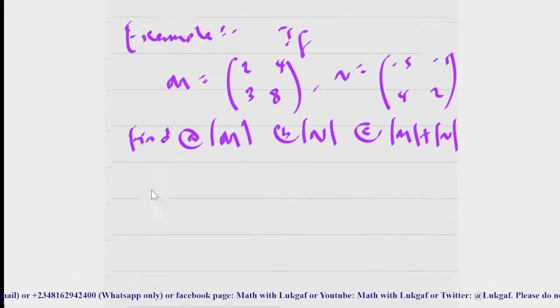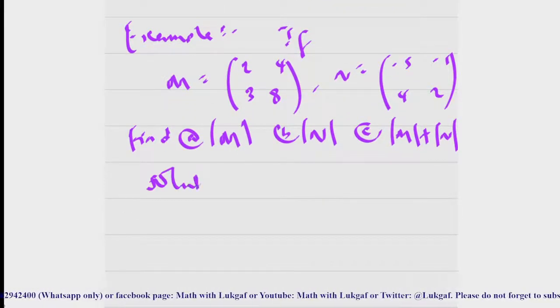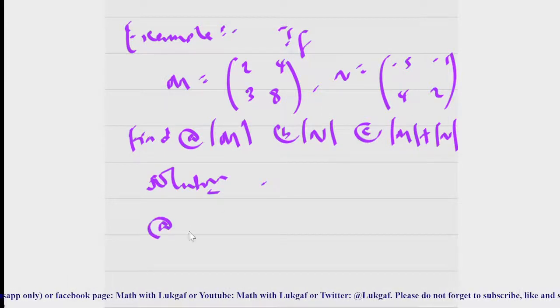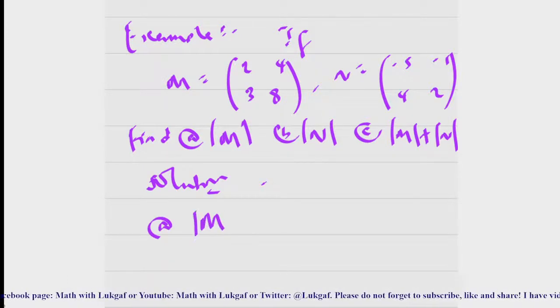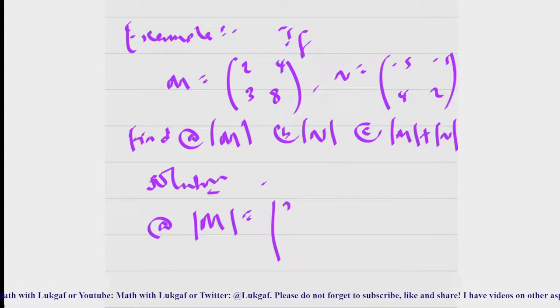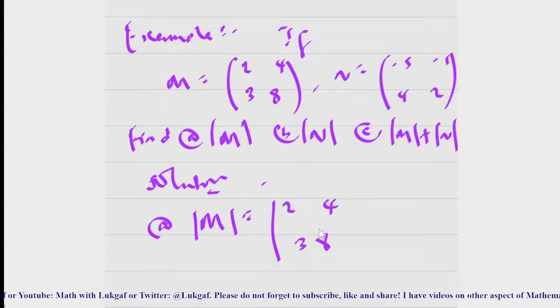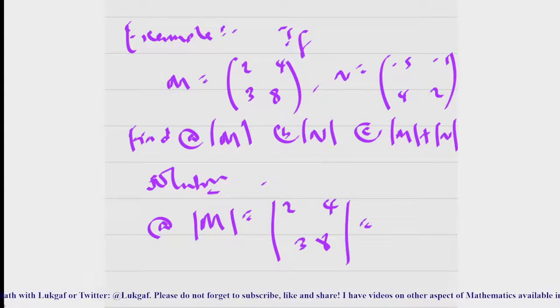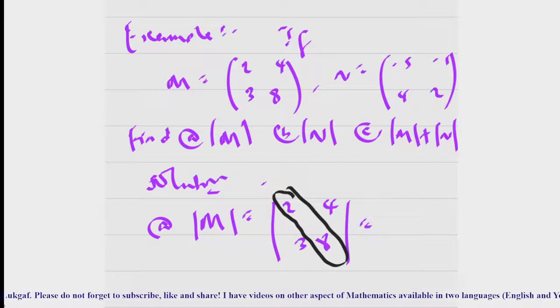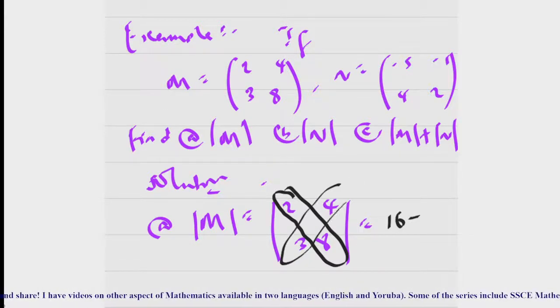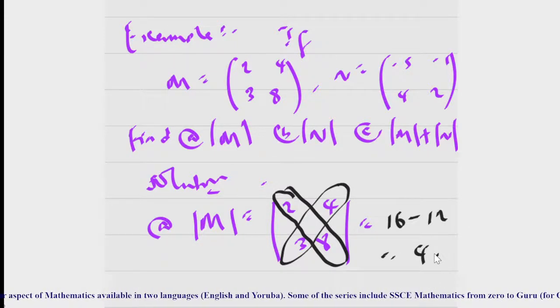Okay, so the first question, I have the determinant of M, that's going to be 2, 4, 3, 8. Recall I told you if you want to find the determinant, just multiply the elements along the leading diagonal. That will be 2 times 8, which is 16, minus the elements in the second diagonal. That's 4 times 3, which is 12. So I'm going to have 4.